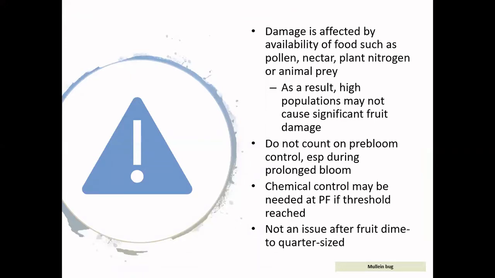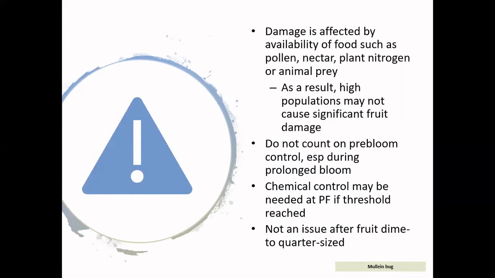Now, with mullen bug, it's important to understand that the damage and the pressure can really depend on food availability. So in situations where there is a high amount of alternate food sources, whether it's plant or animal food sources, it is possible that mullen bug populations can exceed threshold but not cause economic damage. On the other hand, if alternate food sources are scarce, it's entirely possible that a low population below threshold can still cause significant damage.